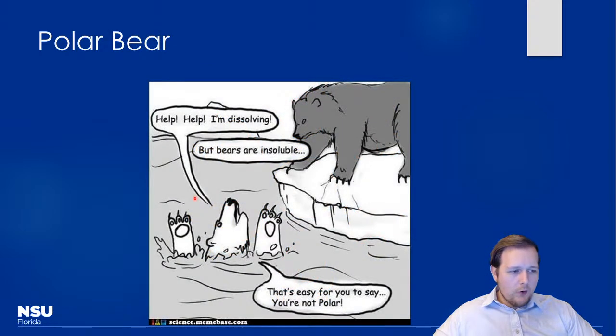And again, if you're a polar bear, that can be a really big problem if you fall off the iceberg and then get into the water there, right?